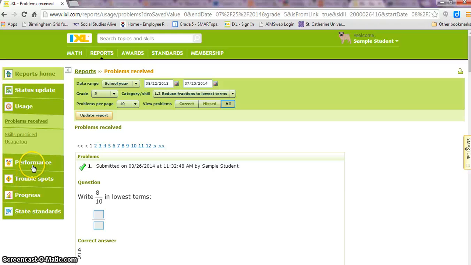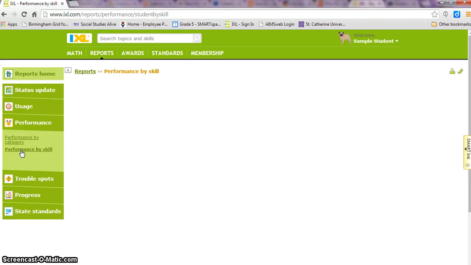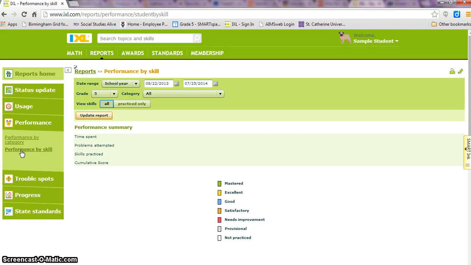We can also go over to the Performance tab on the left. If you click Performance, you can choose by category and by skill. Another way to look at the information.